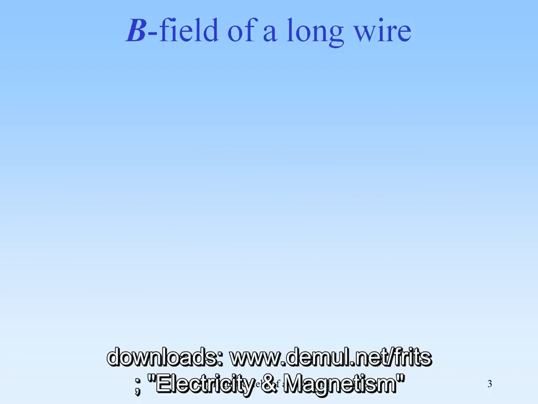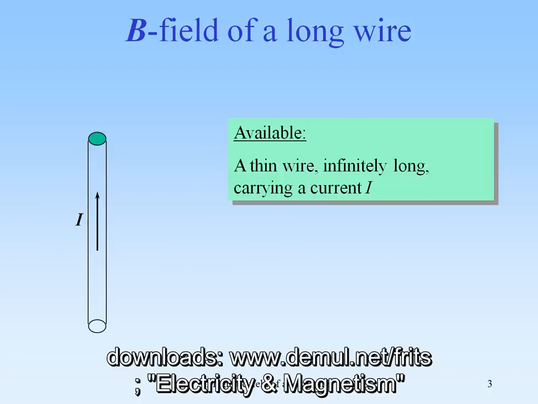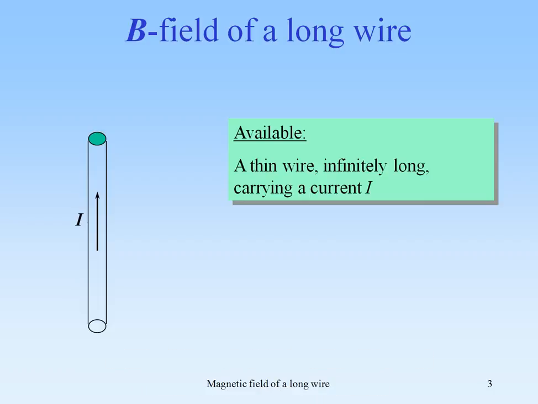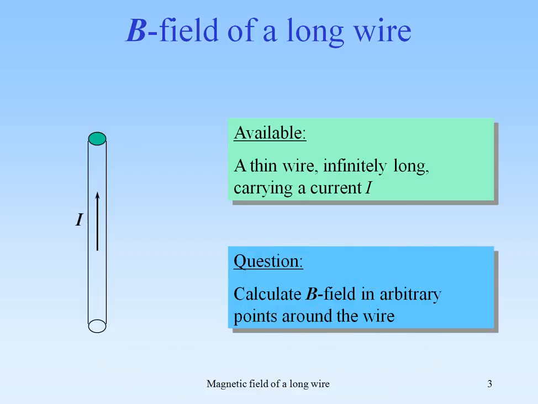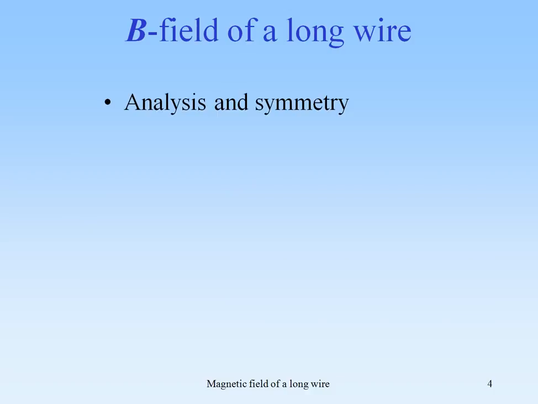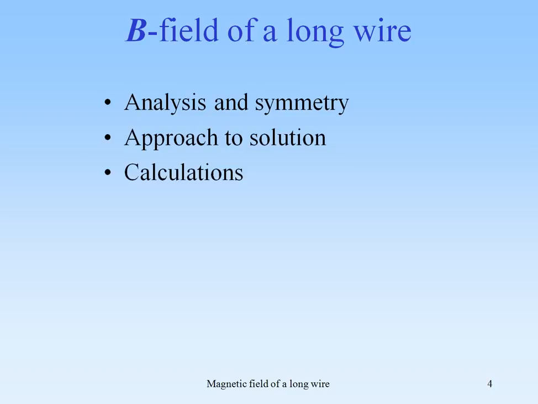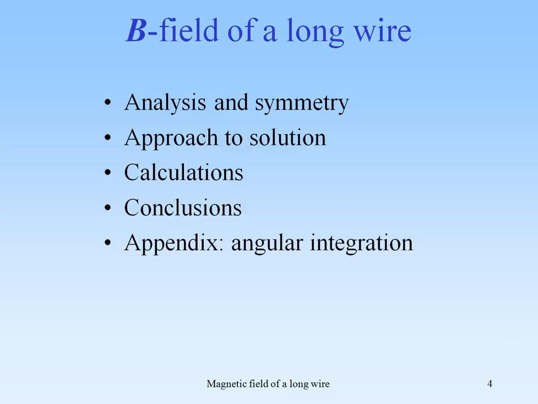The B field of a long wire. Suppose we have available a thin wire, infinitely long, carrying a current I. The question is: calculate the B field in arbitrary points around the wire. First we perform an analysis of the symmetry, then find an approach to the solution, do the calculations and draw some conclusions. And we have an appendix, angular integration.